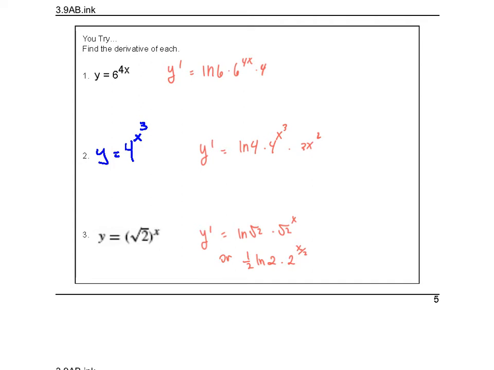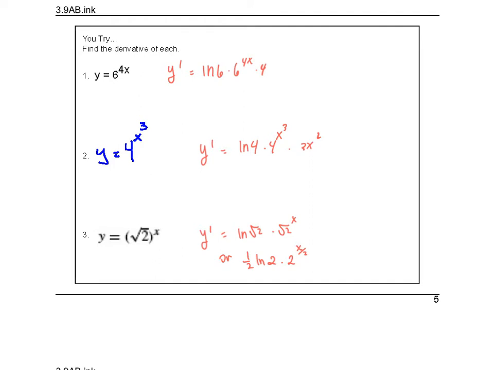Okay, so the first 2 are very straightforward. The third one's not so bad. It depends on how you approach it. But I'll tell you that one of the keys to fully understanding and getting these types of questions correct on the AP is being able to manipulate and use your properties of logarithms.